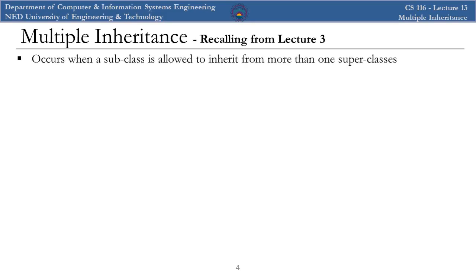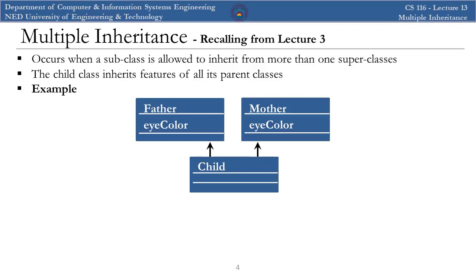Okay, now let's first recall this concept from lecture 3. There we discussed that multiple inheritance means when a subclass is allowed to inherit from more than one superclass. That means a child class can have more than one parent, and when that happens, a child inherits features of all its parent classes. This is the example that we discussed. Father and mother are two separate classes and child is inheriting from both. That means child will be inheriting all the attributes and methods from father and all the attributes and methods from mother.